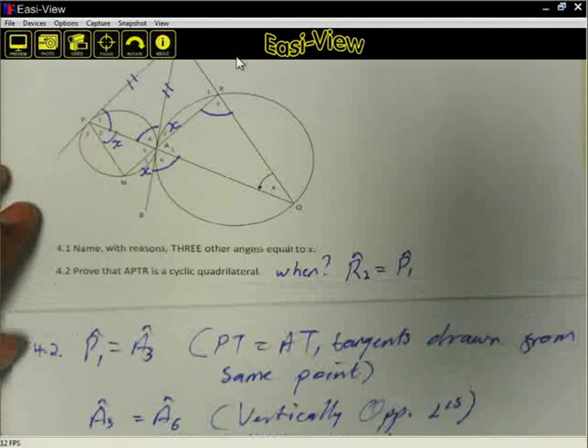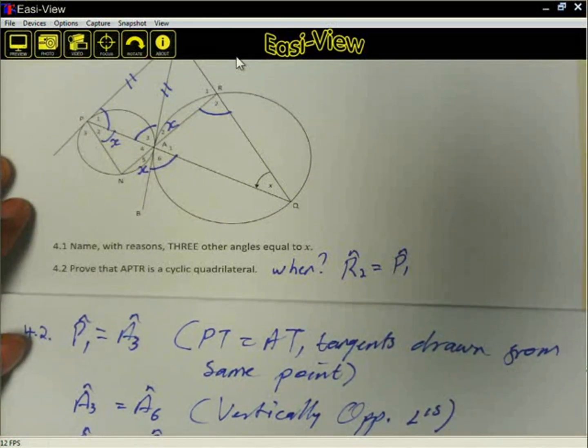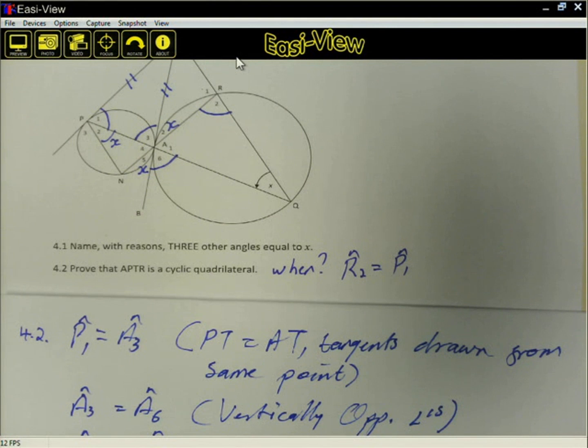Interesting. Thank you. If I have to take you through the problem again, 4.2, prove that APTR is a cyclic quad. Ask yourself a question, when? Once you can answer that question, it gives you a direction. Then you know I am working in this particular direction. This is the objective that I want to achieve. In this case, we wanted to prove that R2 is equal to P1, because we knew that if R2 and P1 can be equal, then APTR will be a cyclic quad because the exterior angle will then be equal to the interior opposite angle.